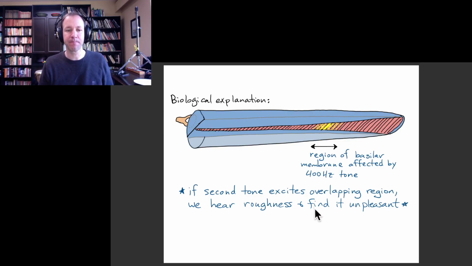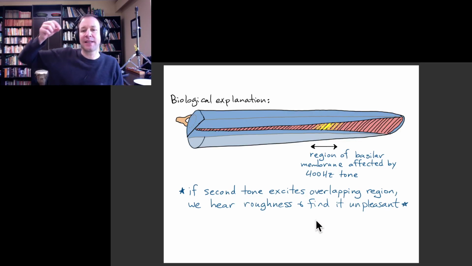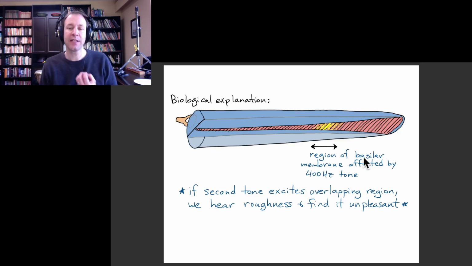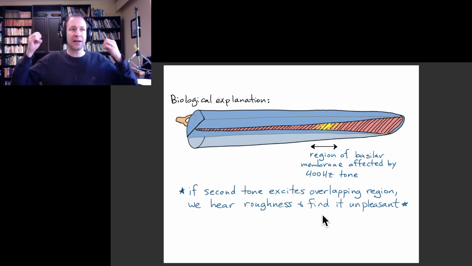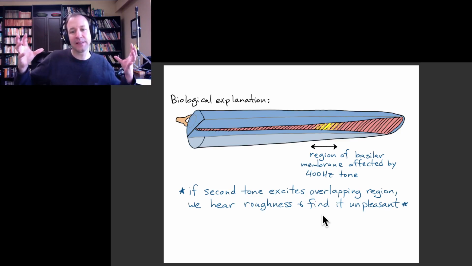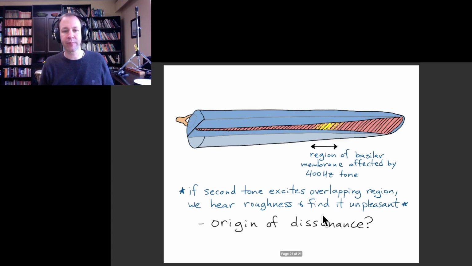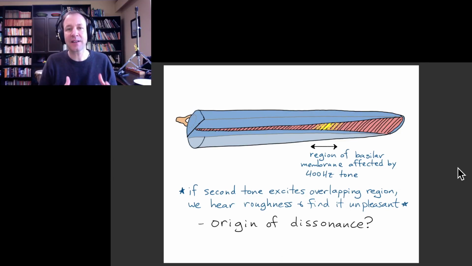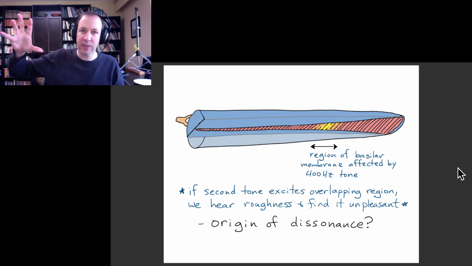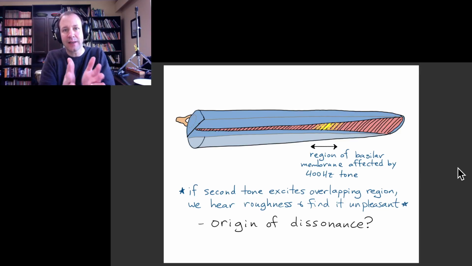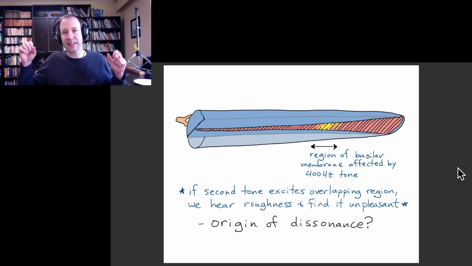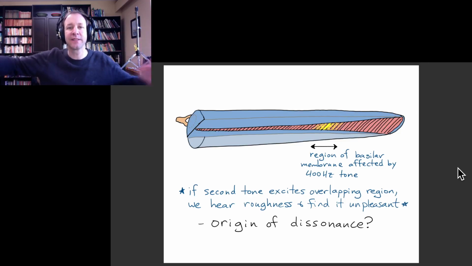The largest, maybe most rapid nerve firings are coming from the middle, and then less and less as you go outside of that. So basically, if that second tone is trying to excite a region of the basilar membrane which is overlapping with that one, then that will cause this sensation of roughness or unpleasantness that we experience below the critical band difference. This is what we're experiencing. And so this is actually a start on understanding the difference between pairs of notes that are dissonant and pairs of notes that are perceived to be harmonious with each other.